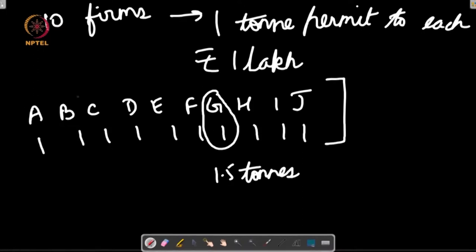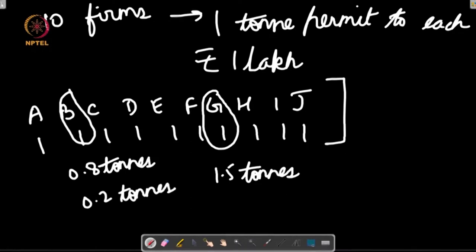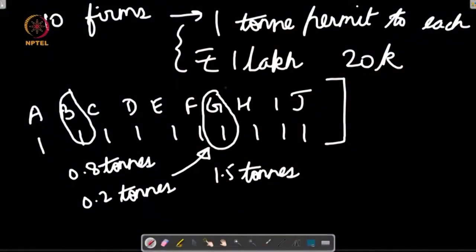So suppose firm B bought a 1 ton permit, but it is only going to need 0.8 tons when it is doing its production. In this case, it can sell off the remaining 0.2 tons to firm G. Now, what is the rate at which it will be selling these 0.2 tons? It will not be this rate. At this rate, it would have cost only 20,000 rupees. But now that firm B knows that firm G desperately needs these pollution permits, probably it is going to sell them for a bit more. So in place of 20,000 rupees, probably it will charge, say, 25,000 rupees. Because G desperately needs more pollution permits, it will be ready to pay 25,000 rupees.